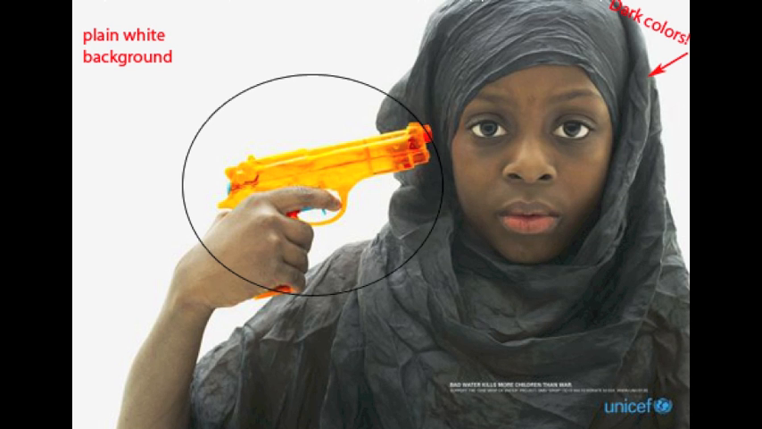In the UNICEF advertisement, the contrast between the colors makes the argument more effective. The plain white background and dark colors the child's wearing result in the attention of the audience being drawn to the bright yellow water gun, around which the argument about contaminated water is made.